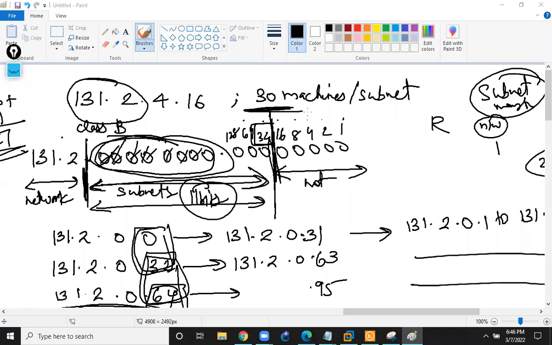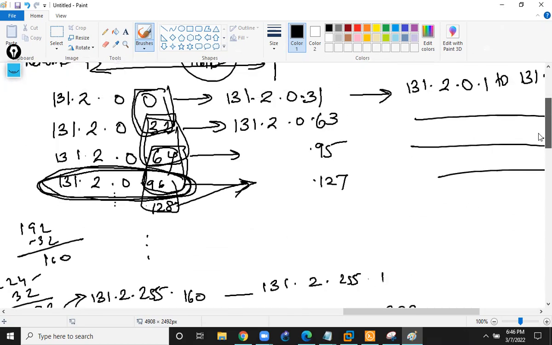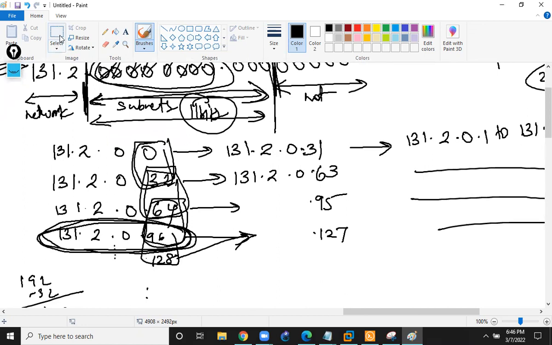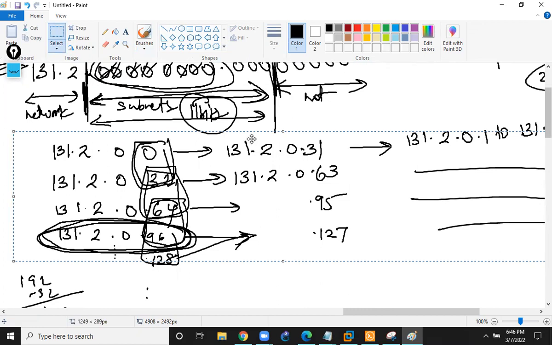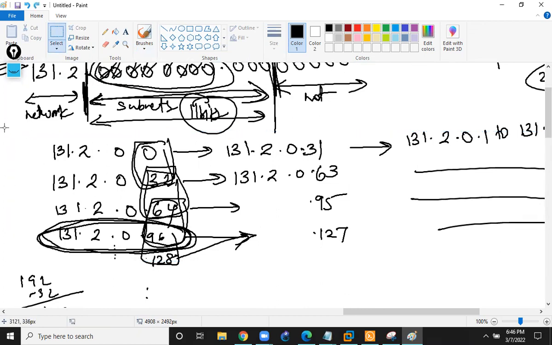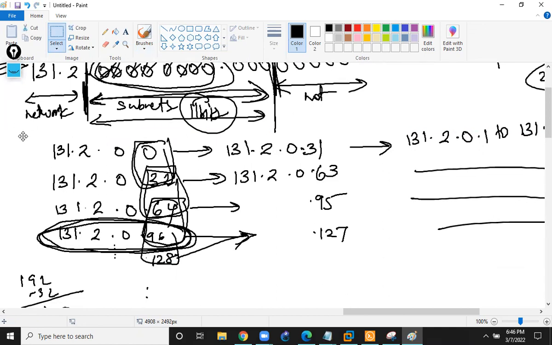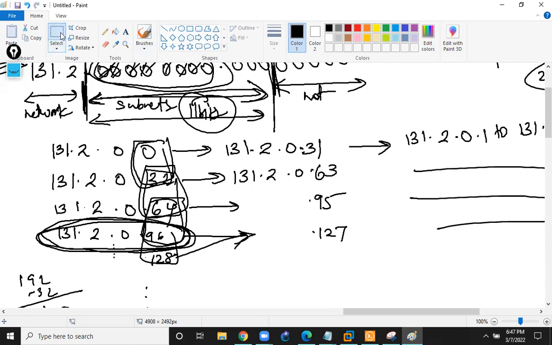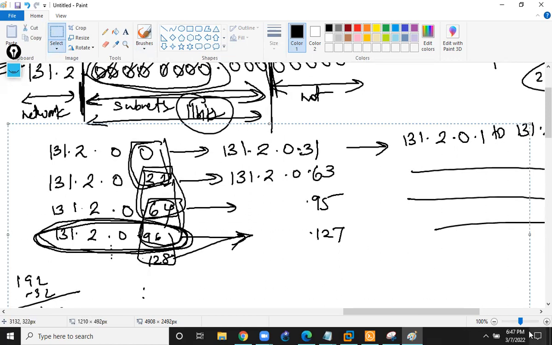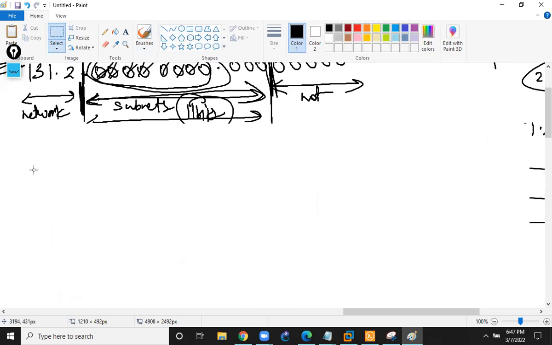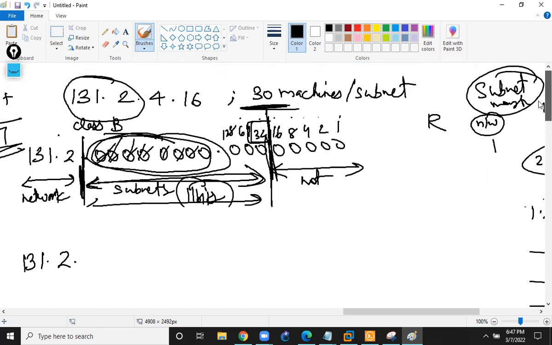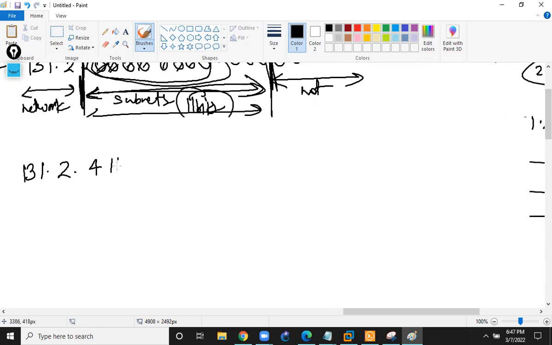Sure. So how to find the subnet mask for this question, right? It's simple, Rakesh. Let me tell you, the question was something like this. I suppose everyone has written it, right? Okay. So the question was 131.2.4.16.